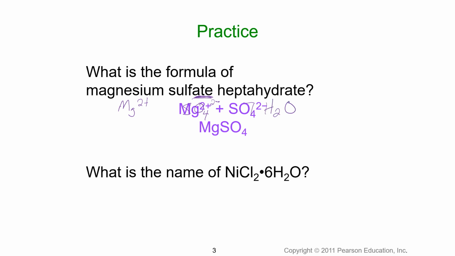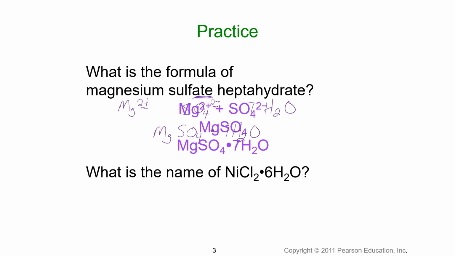So to make our ionic compound, we need to balance the charge. We have a +2 and a -2. We just need one of each in order to make a total charge of 0. We put the dot, and then 7H2O.